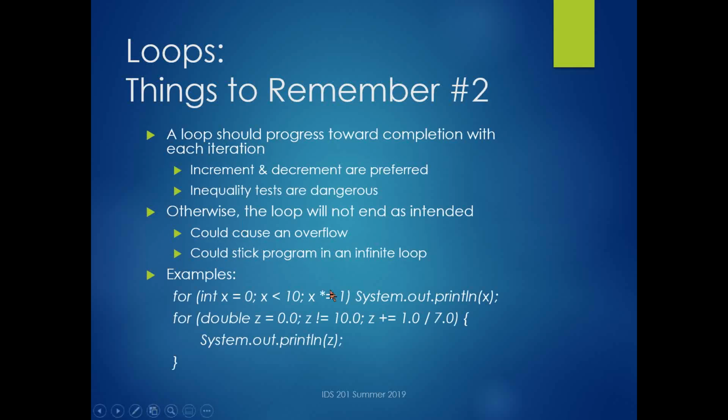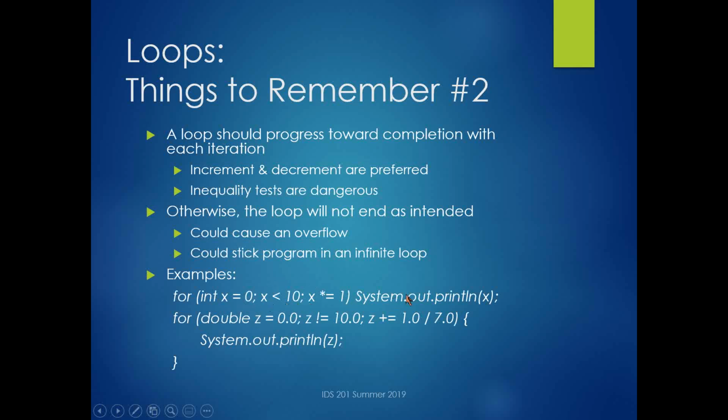Okay. Number 2, good principle: loops should progress towards completion with each iteration. If you want it to execute a particular number of times, you should somehow make it get closer to that, typically by incrementing an index counter. So for that, increment and decrement operations are preferred. Inequality tests are often dangerous, especially with floating point numbers. So here is an example of something that goes wrong: we're multiplying x by 1 instead of adding 1, so the loop's never going to end. We start off with 0, but 0 times 1 is still 0.